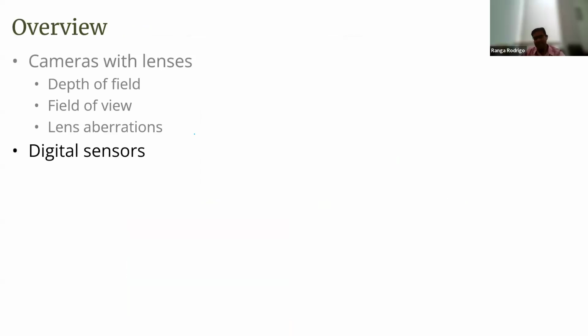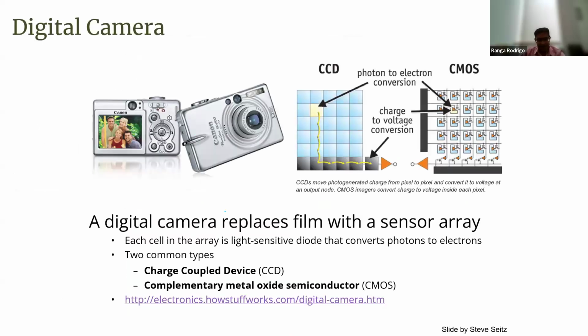Then if you think about the digital sensors, these came as CCDs first in cameras. Now no CCDs, all are CMOS sensors. A digital camera replaces film with a sensor array. Each cell in the array is a light sensitive diode that converts photons, or the light, to electrons. Two common types: charge coupled devices and complementary metal oxide semiconductor, CMOS, devices. So you can go to this link and read about them.